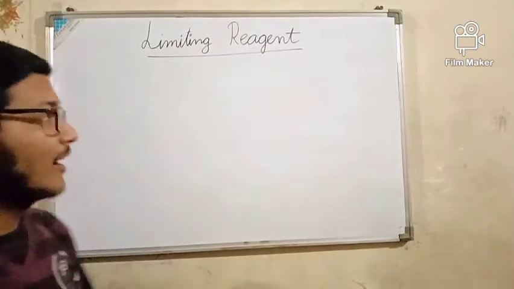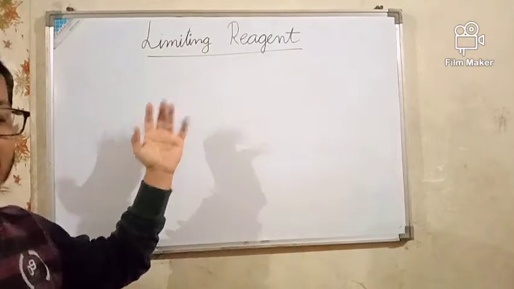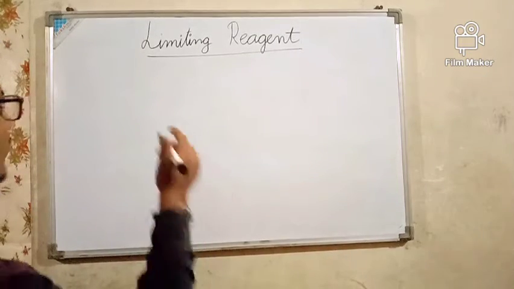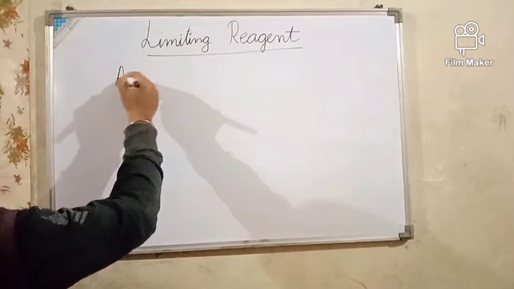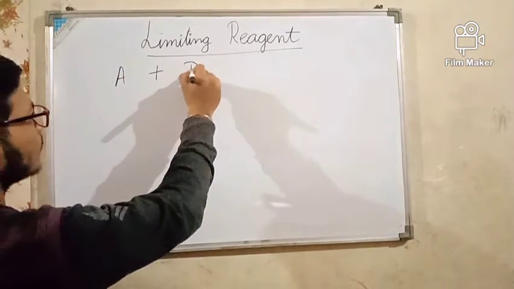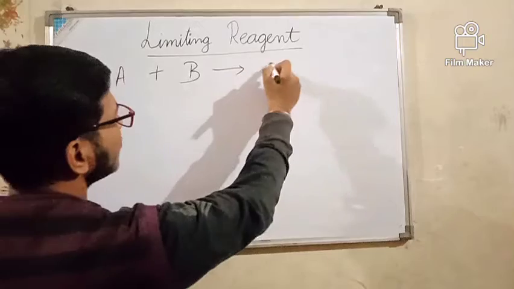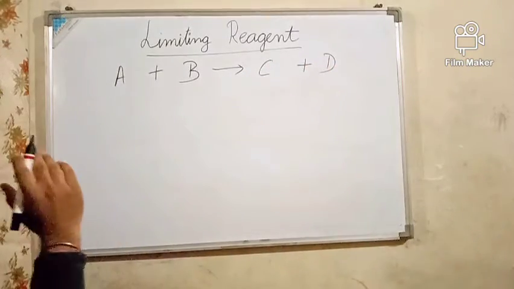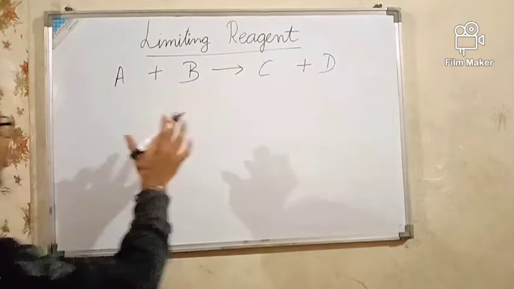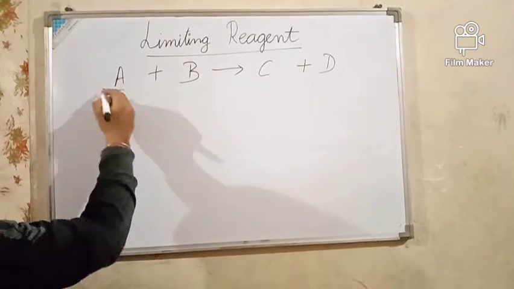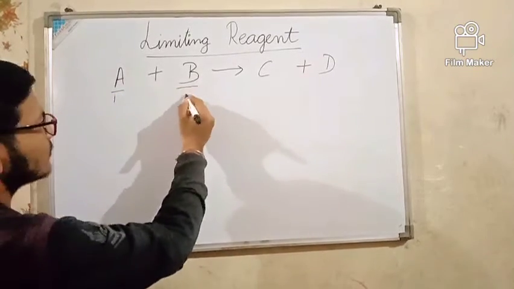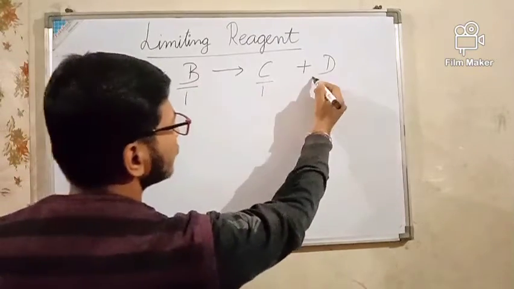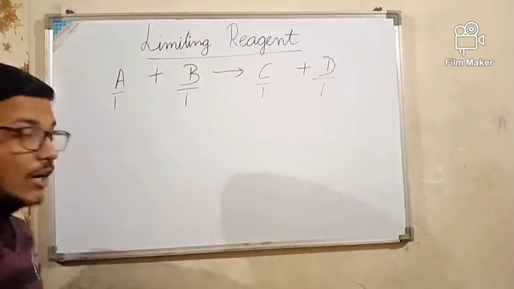So today our topic of discussion is limiting reagent. In some of the reactions, first of all I will write here the reaction A plus B gives C plus D. From this equation we see that 1 mole of A reacts with 1 mole of B to give 1 mole of C and 1 mole of D.